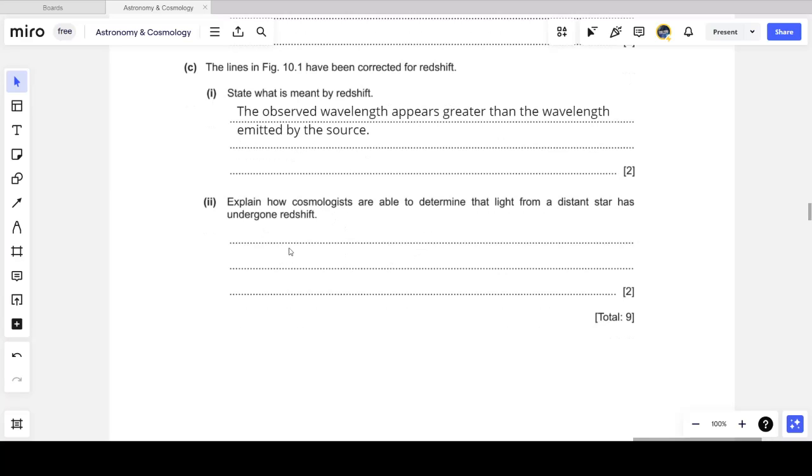The last question wants us to explain how cosmologists are able to determine that light from a distant star has undergone redshift. So how do we do this? Well, we look at the spectrum of light from the star, we examine that, and we compare it to the known spectrum of the gas that we are getting from the star.